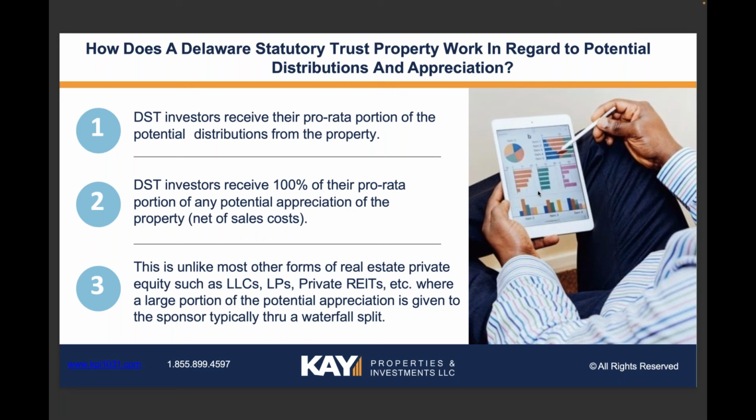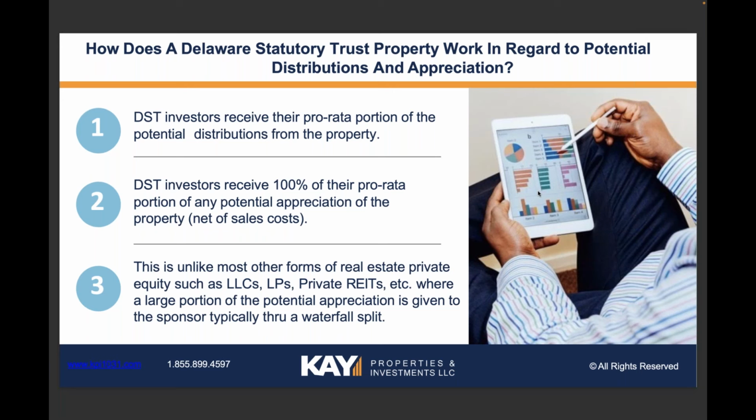You're also going to receive 100% of your pro rata portion of any appreciation potential of the property, and that's net of sales costs. So when the property sells, if you were to have owned 10% of that Delaware Statutory Trust, you will receive 10% of that potential appreciation of the property. Okay, and then from there, we call that a full cycle event.